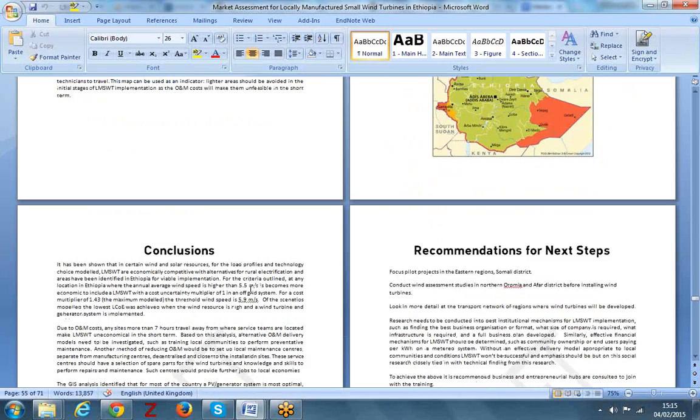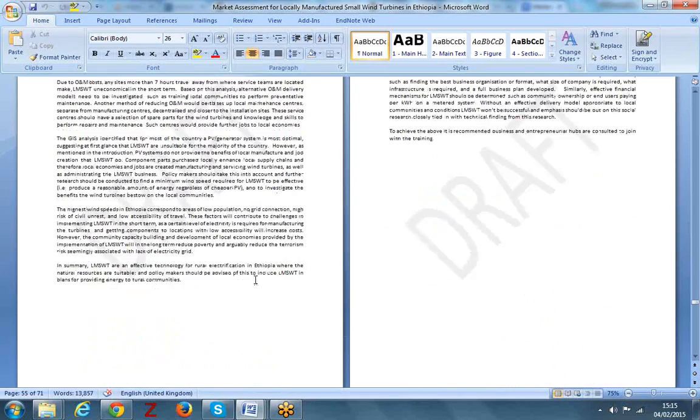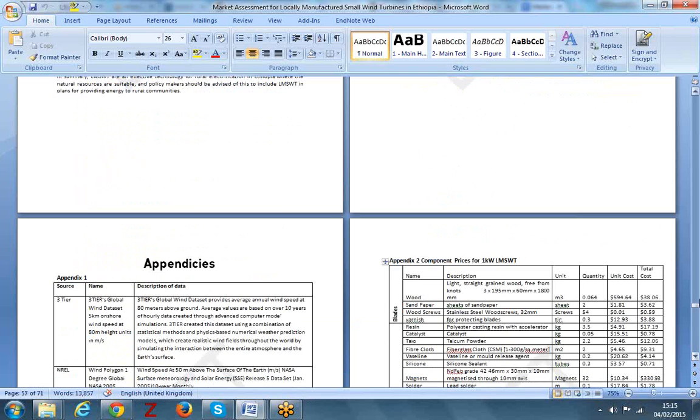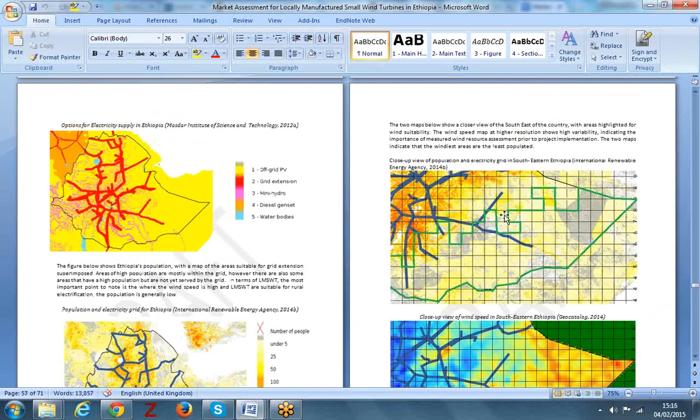So then, drawing some conclusions and recommendations for next steps with some appendices. So that's what we've got so far.